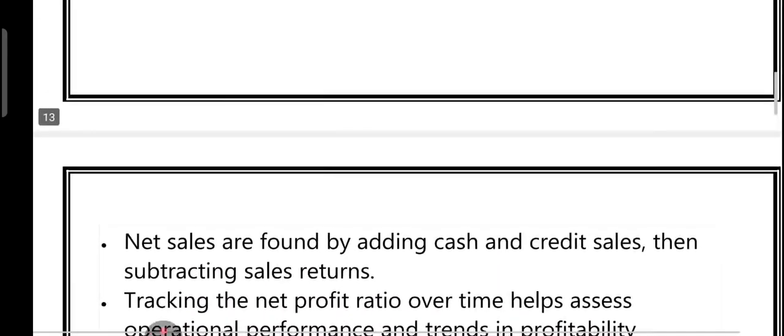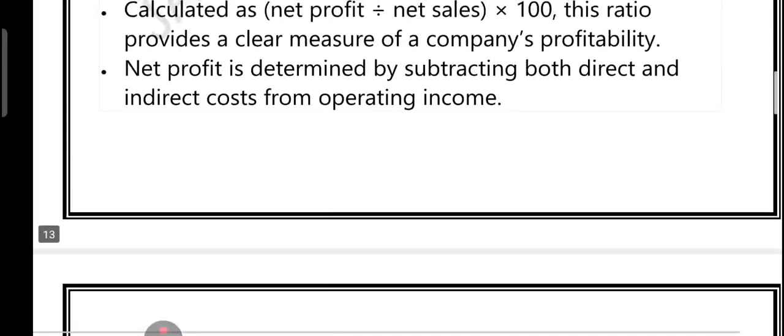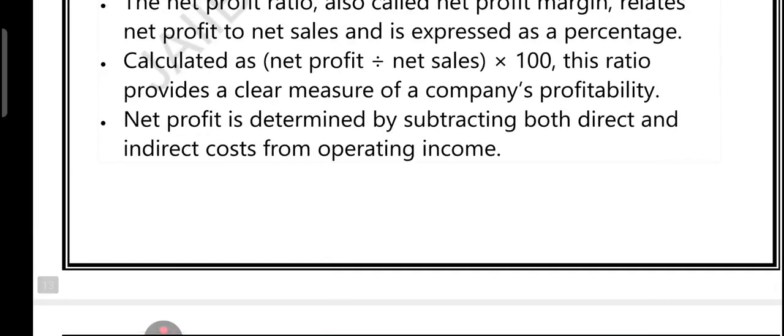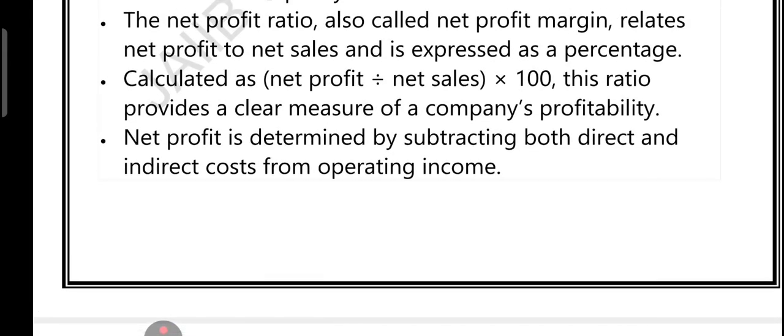So net profit, we have talked about. Operating income is what you get after subtracting operating expenses. After you subtract operating expenses like wages, rent, utilities, logistics from the gross profit, what you get is the operating income. So how to calculate the net profit? From operating income, when you subtract interest and tax, you get the net profit, which is the company's final earning, right?